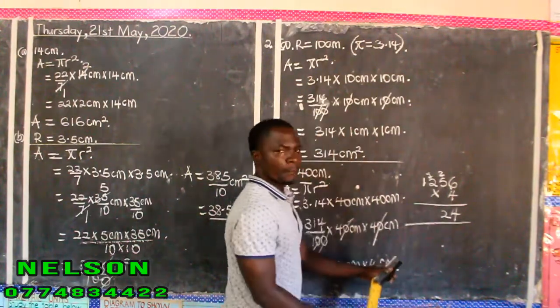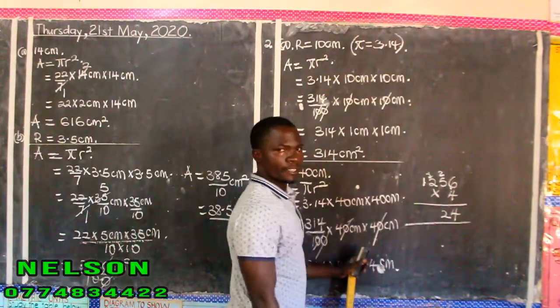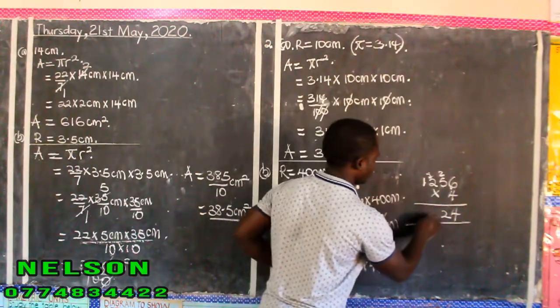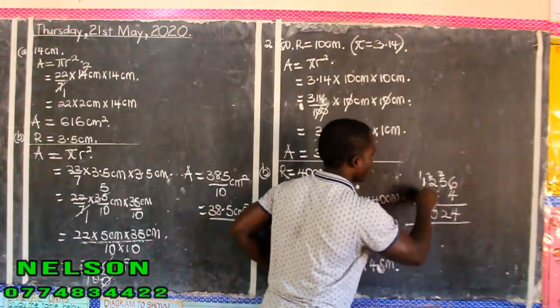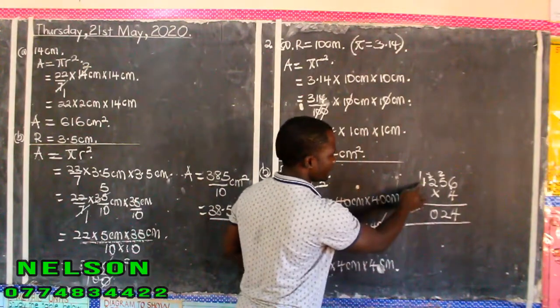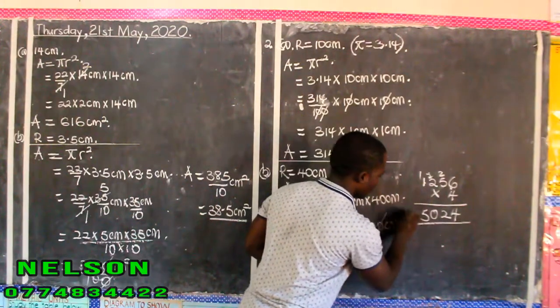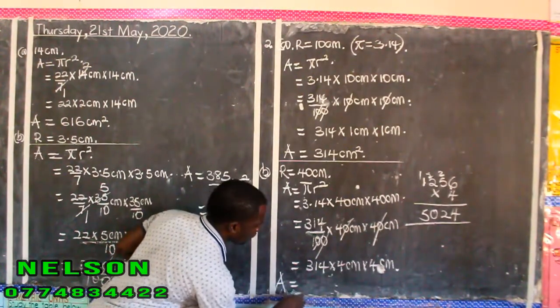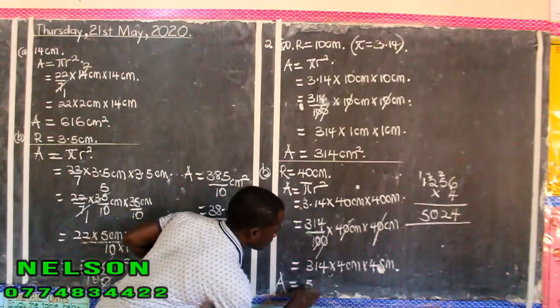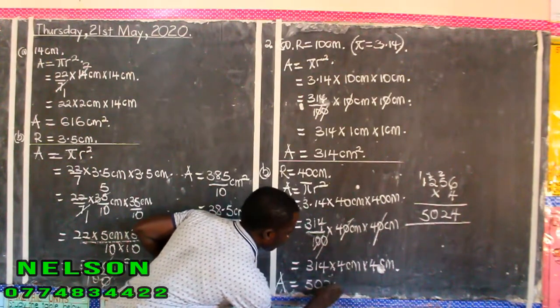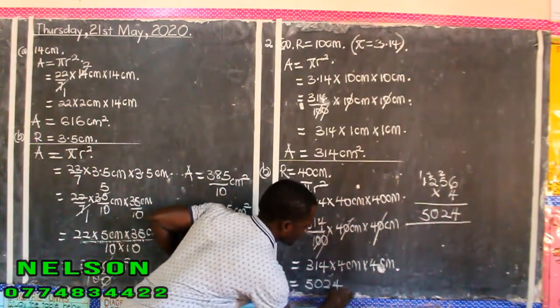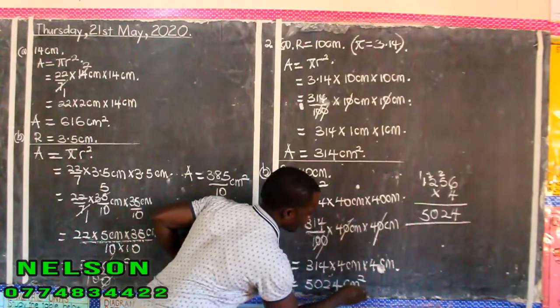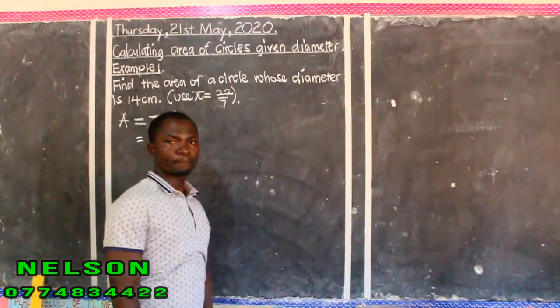4 times 2 is 8. 8 plus 2, 10. Write 0 and carry 1. 4 times 1 is 4 plus 1. We shall have 5. So our answer, the area of this circle here is 5024. Centimeter times centimeters, we get square centimeters.